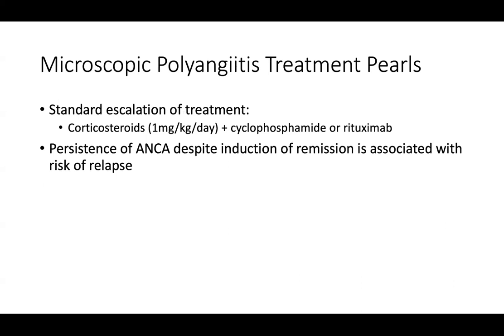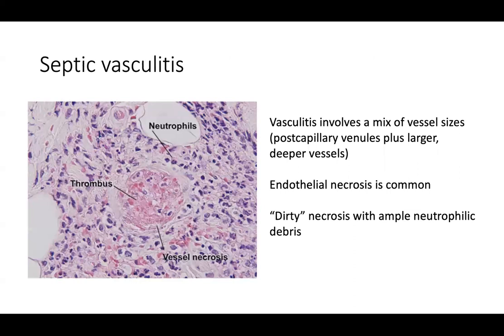Treatments obviously will include corticosteroids as well as cyclophosphamide or rituximab, as we mentioned for GPA and EGPA. Persistence of ANCA despite the induction of remission is associated with the risk of relapse, not surprisingly, because if you've got more ANCA circulating despite treatment, then that's going to be associated with a high risk of relapse.